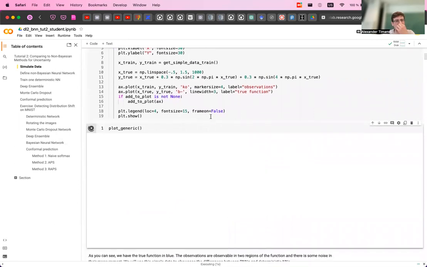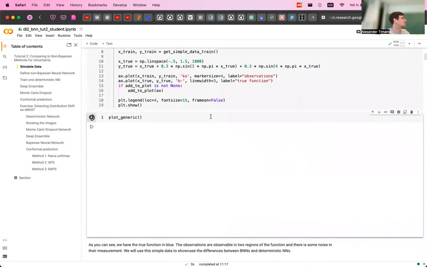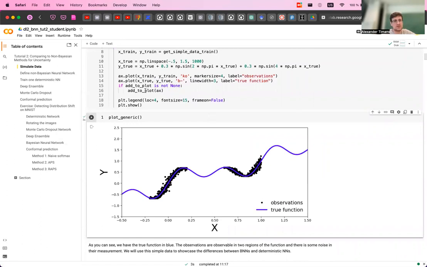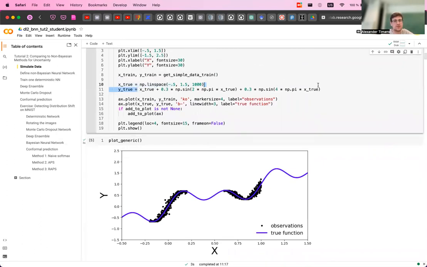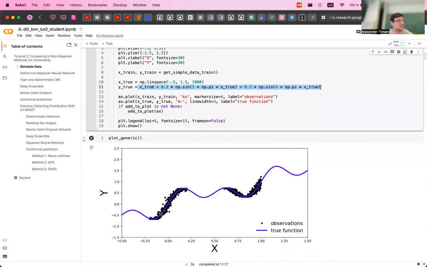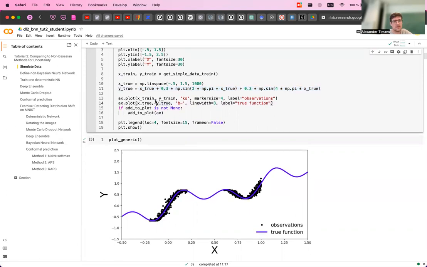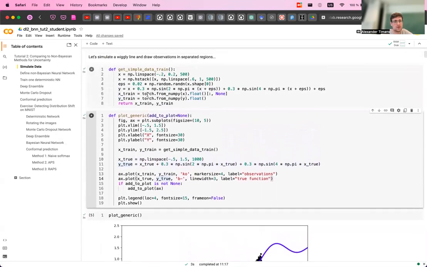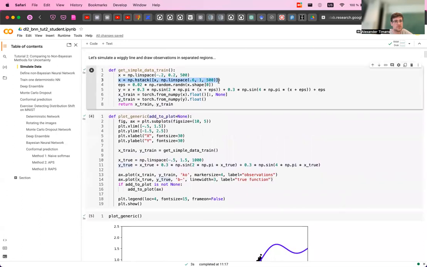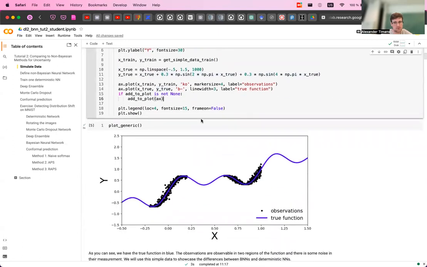So what do we have here? We have some kind of true function, which is shown in blue. This true function consists of a combination of sine waves with some shift. Then we sample from two specific sections of the support of this function, which is where we have these black dots, and we add some noise to represent noisy real world examples. This is our original function here. So we can plot this.